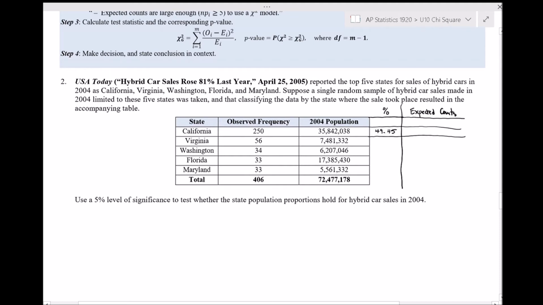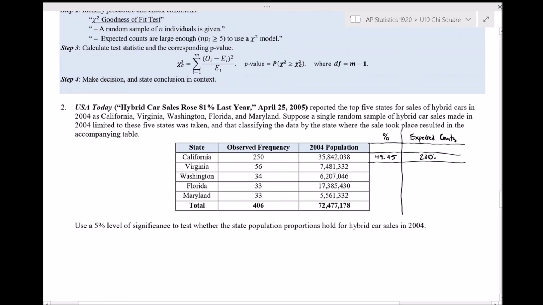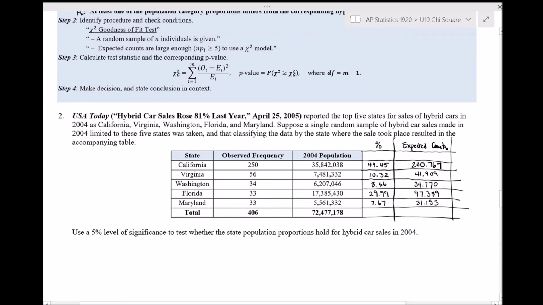So that's the first percentage. And we can find out the expected count by multiplying 49.45% by the total 406. So 406 times 0.4945, and that's 200.767. So I'm going to go ahead and calculate the rest of those in just a bit. So there's the rest of the expected counts and the rest of the percentages, percentages first, then the expected counts. Again, what you're doing is multiplying these percentages with the 406 to get these expected counts. So then we'll continue on to the test.